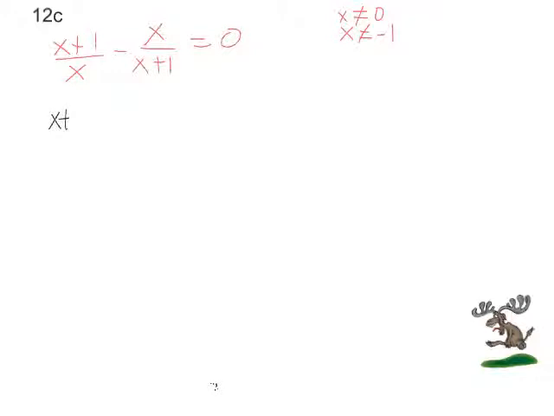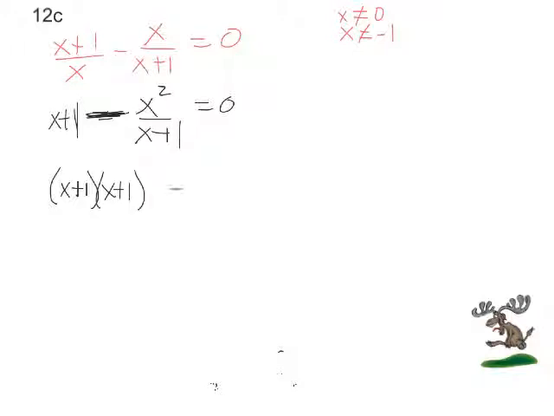So if I multiply everything by x, I'm going to have x plus 1, minus x squared over x plus 1 equals 0. And then we'll multiply everything by x plus 1. So we get x plus 1 times x plus 1 minus x squared is equal to 0.